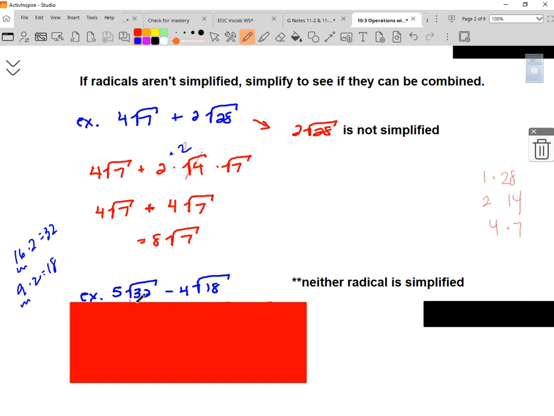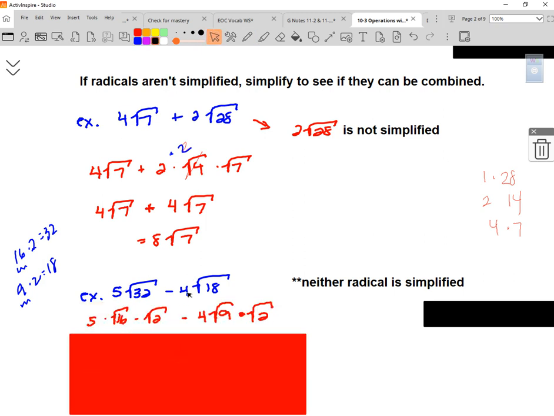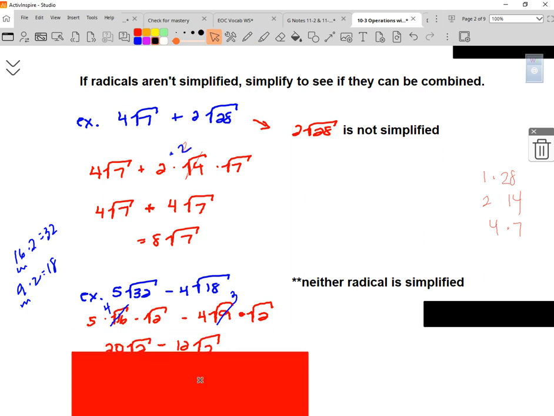So now we're going to rewrite this term as 5 times the square root of 16 times the square root of 2. And we're going to rewrite this term as 4 times the square root of 9 times the square root of 2. And then we simplify our perfect square factor. So square root of 16 is 4, the square root of 9 is 3. 5 times 4 is 20, square root of 2, minus 12, square root of 2.